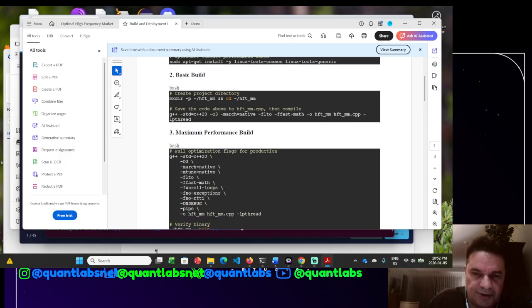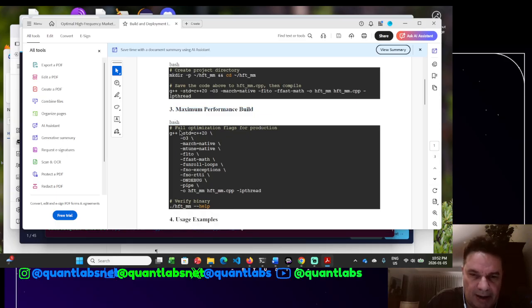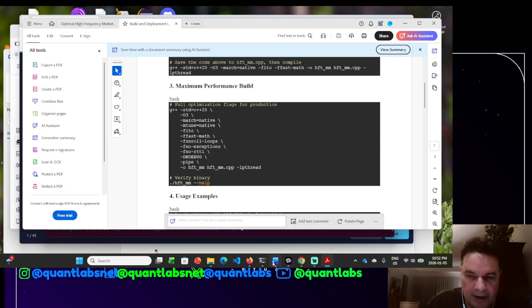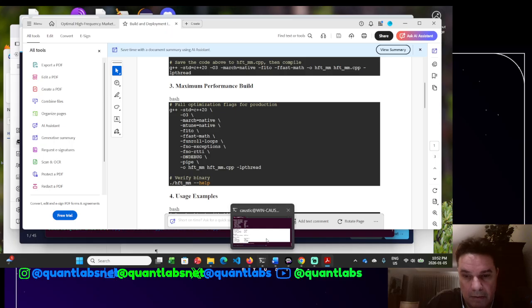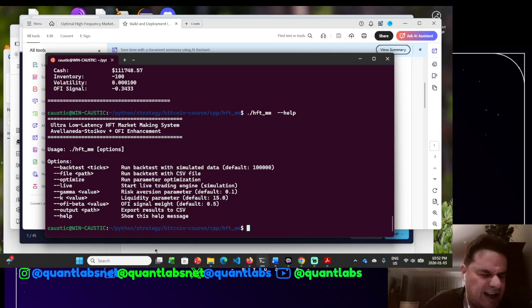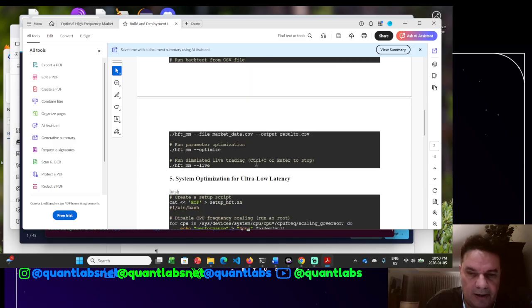So here we can also maximize performance on the build, on the compile. This thing also has a help file right here. Just as an example, you can get all of the available help right here with all the different switches or argument list as well. And then we have, again, usage examples right here.